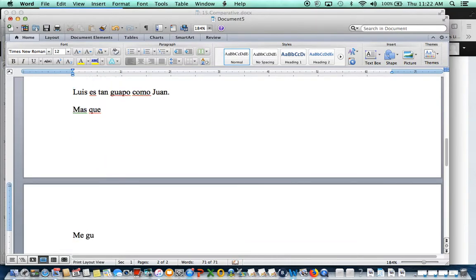Me gusta la pizza más que, ¿sí? Together, más que la banana, okay? So I like pizza more than the banana. You keep it together, there is no adjective here.